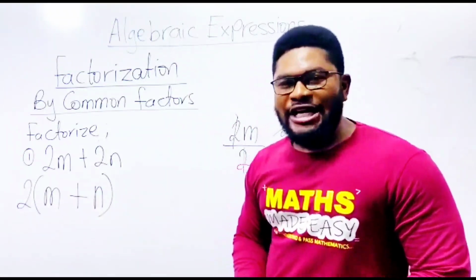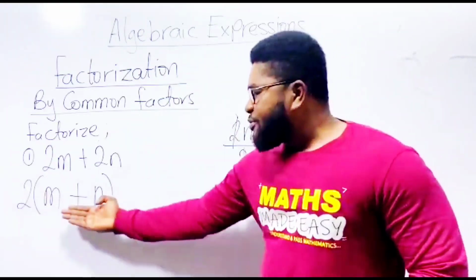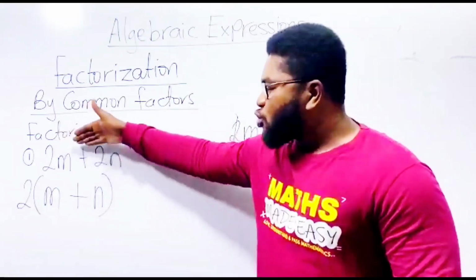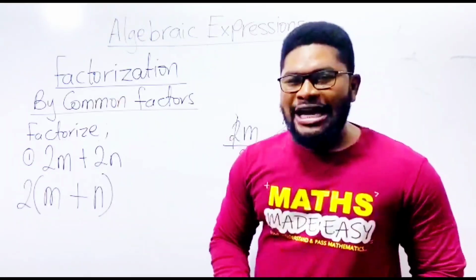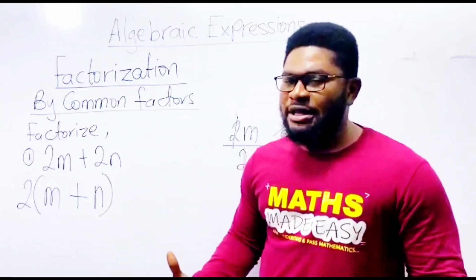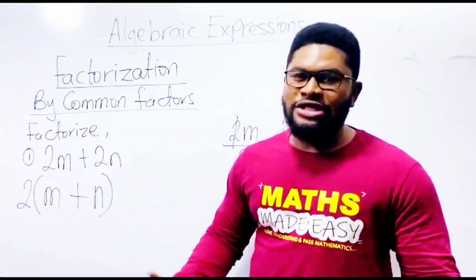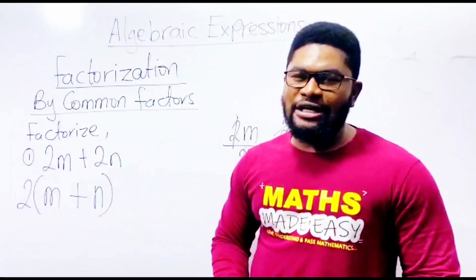Since this expression, which is 2 in bracket m plus n, is our final answer, this becomes the factorized form of 2m plus 2n. Don't forget that under factorization, most of the final answers are left in the bracket. This shows the factorization has finally been done.